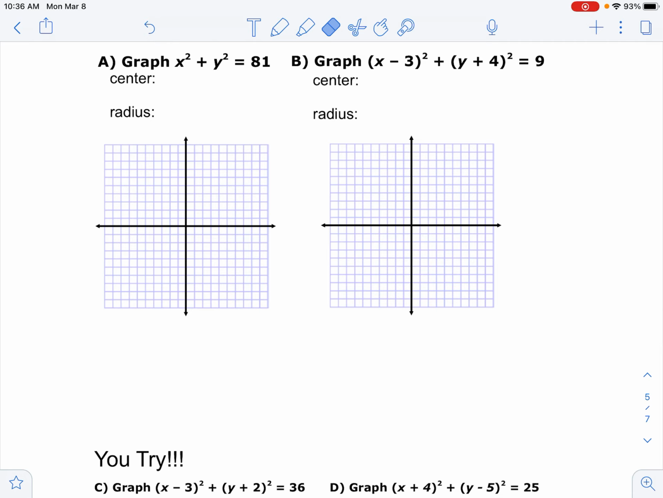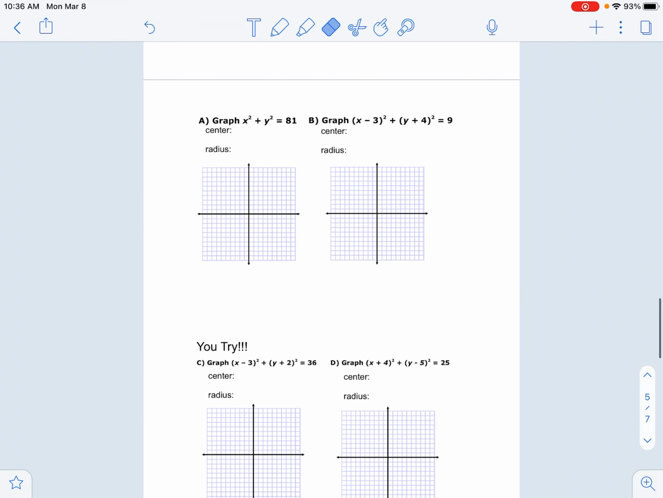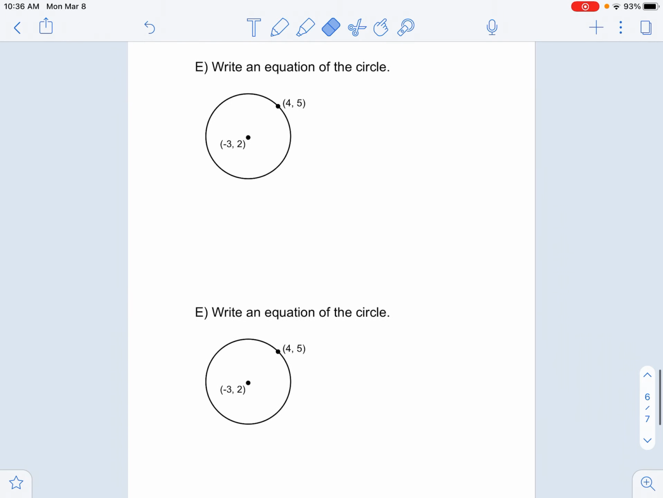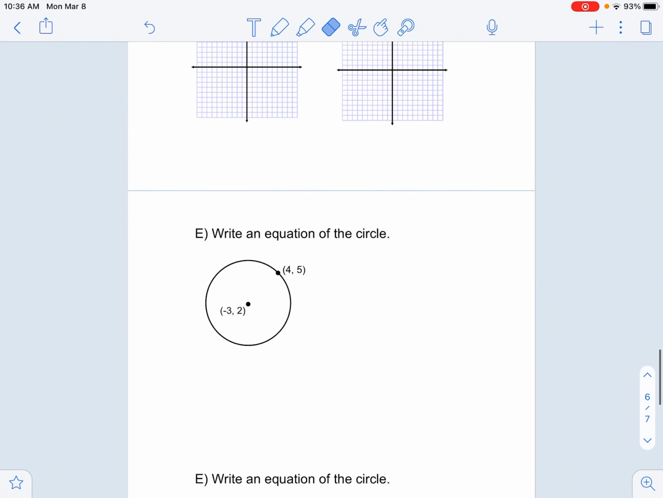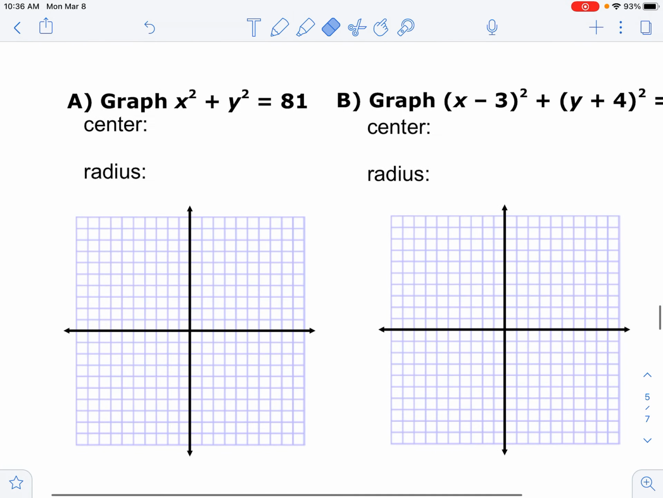All right, so now what we're going to do is we're going to get that information and then we're going to graph these. So we're going to do 2 together and then I'll have you try 2 on your own. And then we'll move to writing an equation of a circle, okay? All right, so I need the center first. So the center is (0, 0), because there's nothing being subtracted off of this, nothing being subtracted off of this. Then I need the radius. r squared is 81, so r is 9.